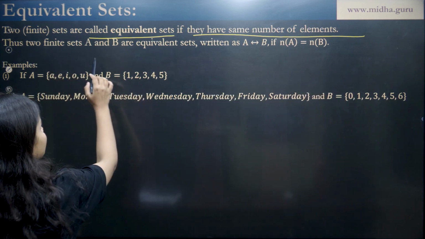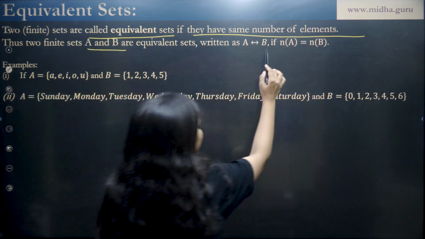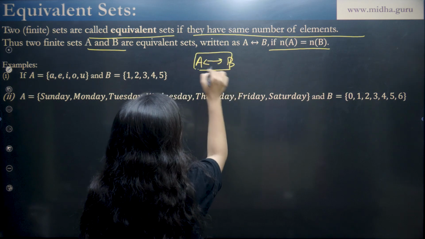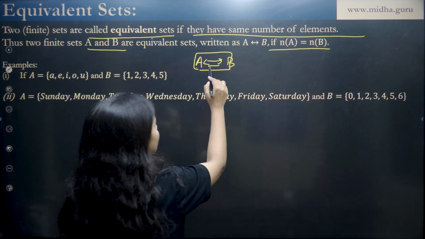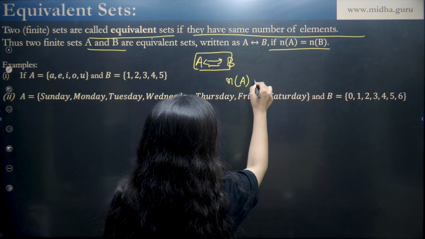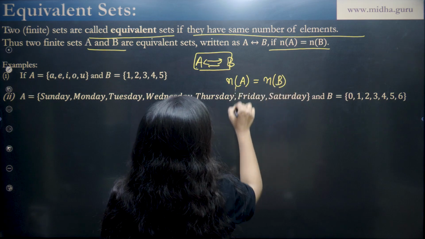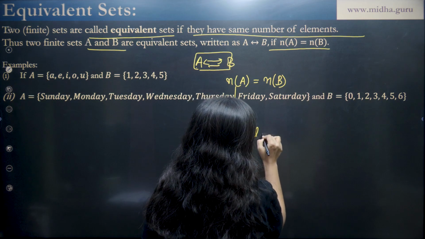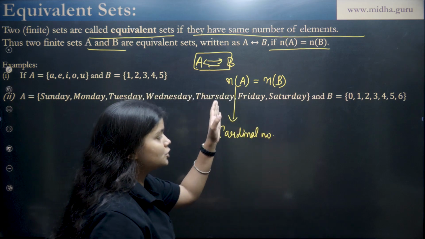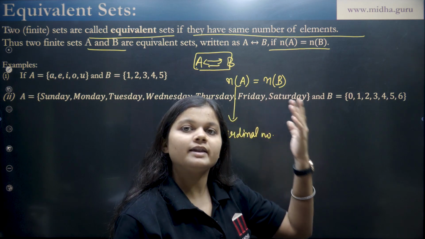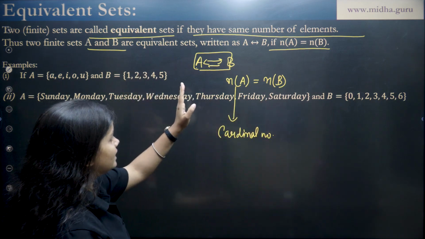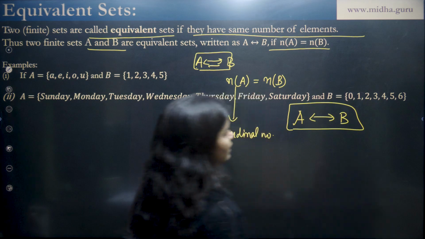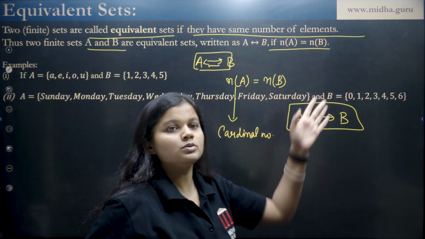For example, two finite sets A and B. It can be written as n(A) equal to n(B). If A is equivalent to B, this is the sign of equivalence. So if A is equivalent to B, then the number of elements in A is equal to the number of elements in B, and this number of elements is also known as the cardinal number. So the cardinal number of A should be equal to the cardinal number of B. Then the sets are said to be equivalent sets, represented as A is equivalent to B.